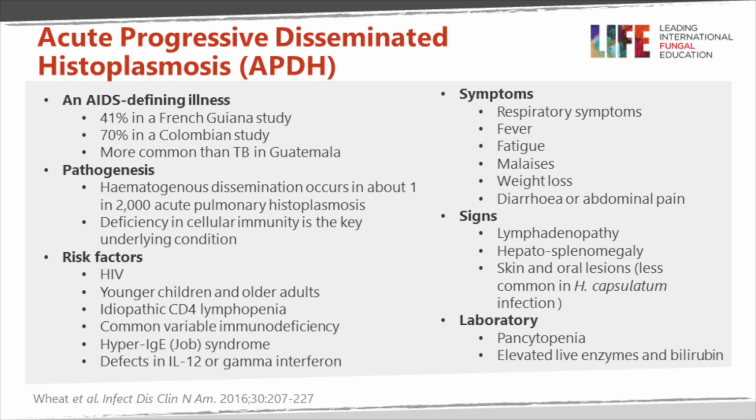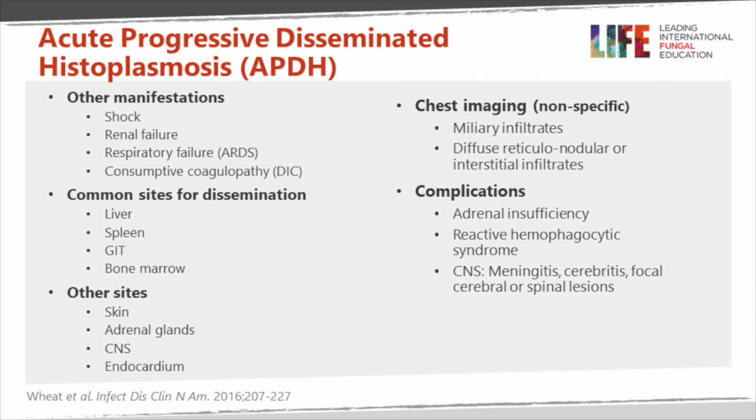In the labs, pancytopenia is particularly common, and elevated liver enzymes and bilirubin are also found fairly commonly. Other manifestations of disseminated histoplasmosis include shock, renal failure, ARDS, and DIC, a consumptive coagulopathy. The organism can be found essentially anywhere, including the liver, the spleen and the gut, but the bone marrow can be sampled, and this is one of the ways the diagnosis can be made, with bone marrow exam and staining for fungi, and also culture, although the culture takes a long time.